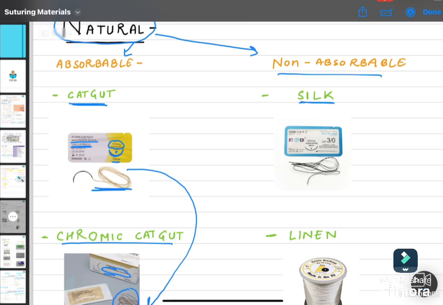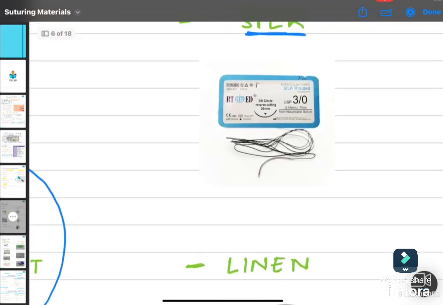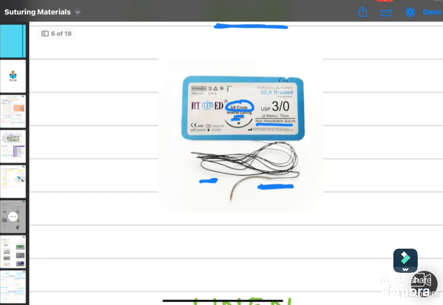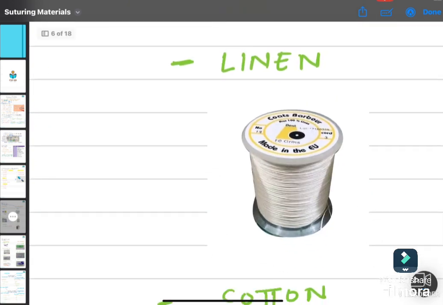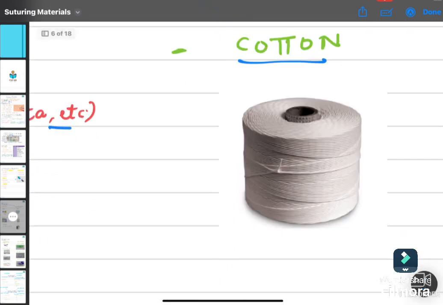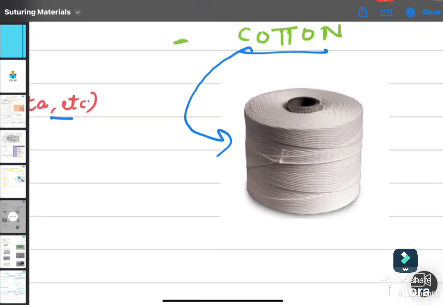Non-absorbable silk sutures. These are non-absorbable sutures. You can see in the diagram, it's blackish in color, and on the non-absorbable suture it is mentioned 3 by 8 circle reverse cutting. So this is what 3 by 8 means. We have already discussed this concept in the last video. Okay, linen. You can see this is linen material. Then cotton. It's again a non-absorbable natural suture.